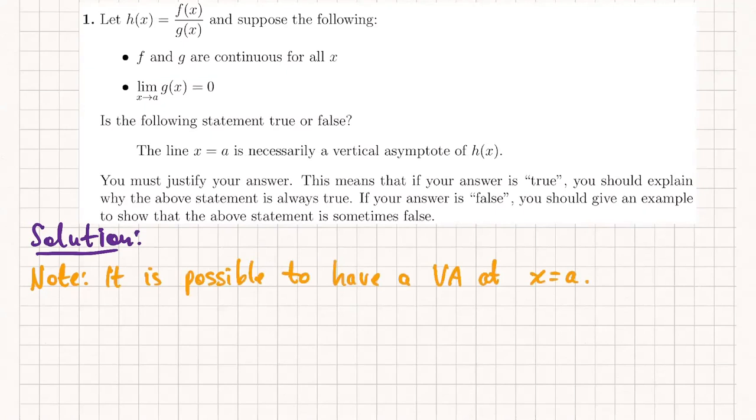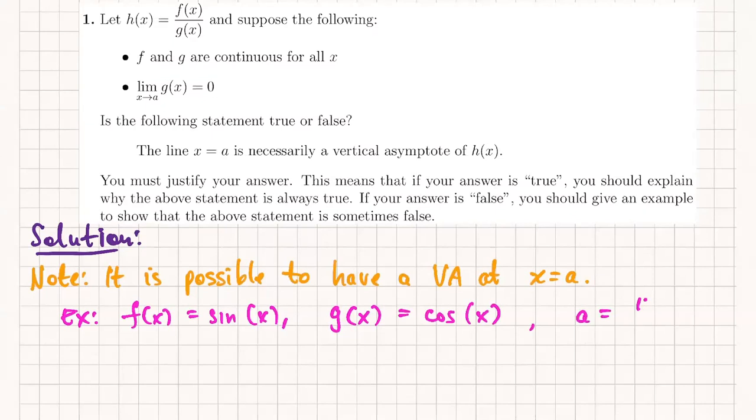Let's see, do we have something in chat? 10x, okay, that's fine. So an example of that would be, okay, let f of x be sine x. Let g of x be cosine of x. And let a equal pi over 2.